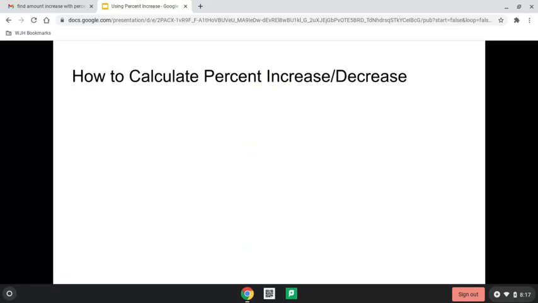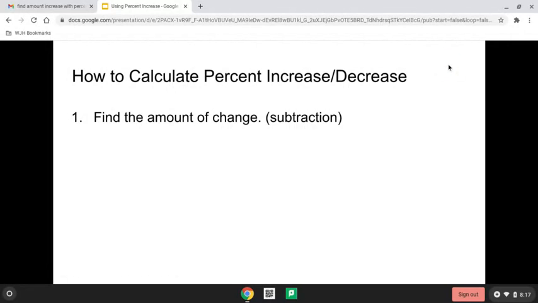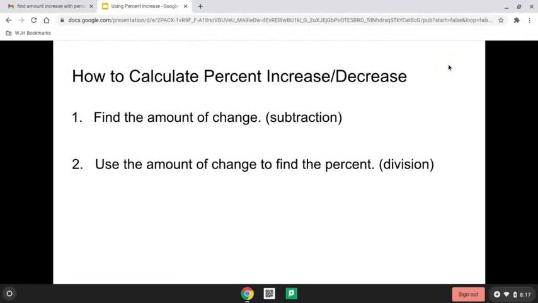Now, if we look back on how to calculate the percent increase and decrease, we had 2 steps, and I repeated them a million times. 1, you find the amount of change, which involves doing subtraction. And 2, you use the amount of change to find the percent. During that, you use division. Now what we're going to do is the inverse.